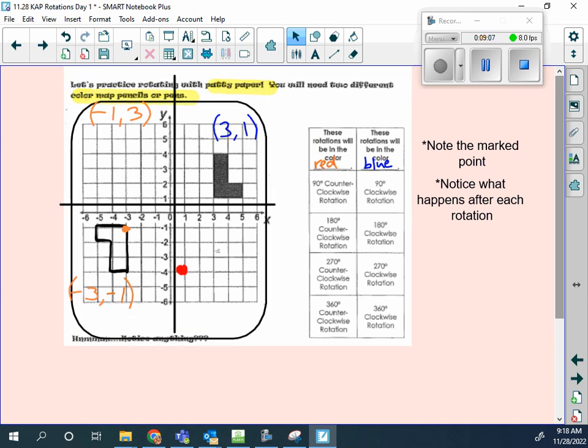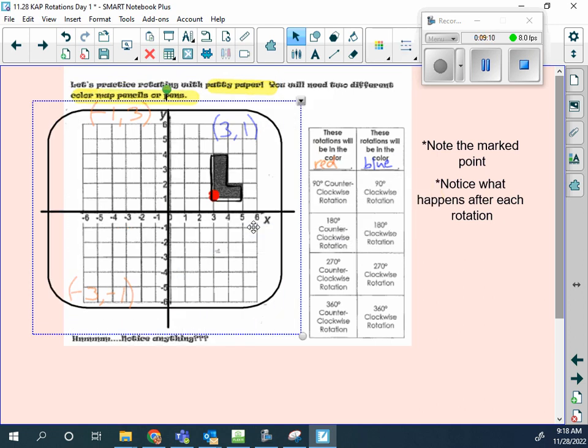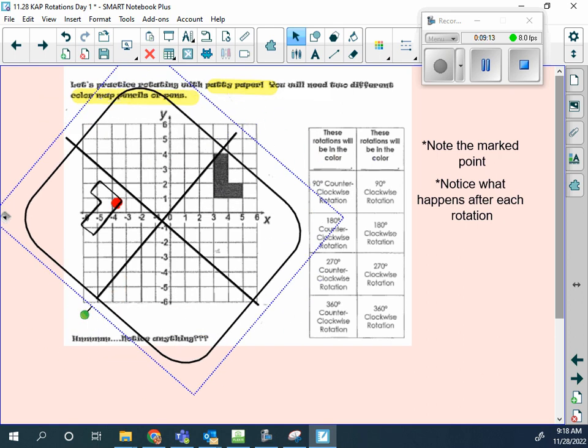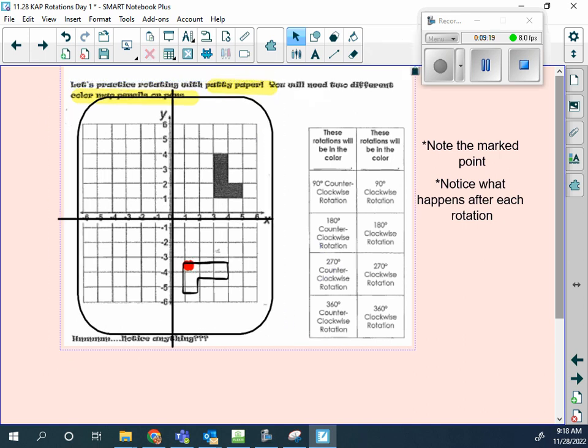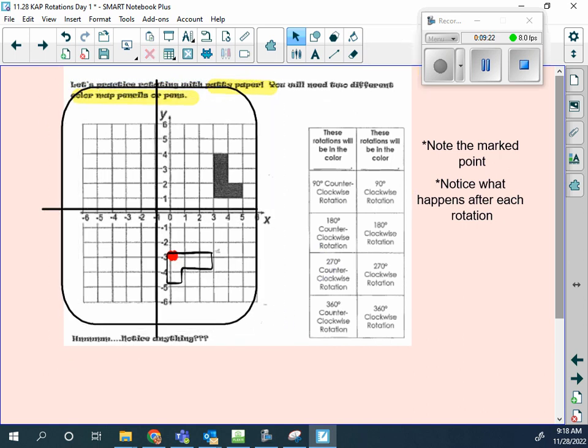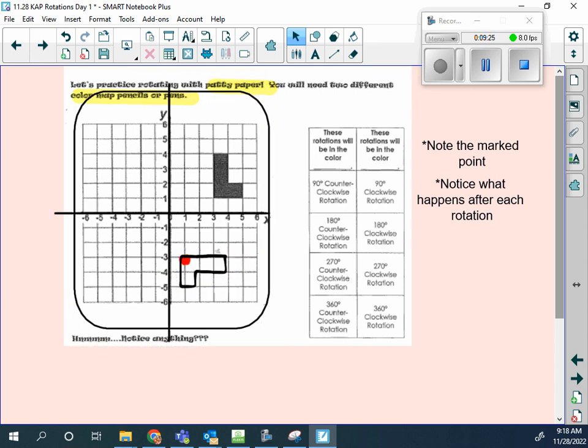Oh, this is so much easier on paper. Oh, gosh. Okay, and then let's go ahead and label. So it was at 1, 3, then it was at -3, 1, then it was at -1, -3, and now where is it? 1, -3, correct? Is that correct?